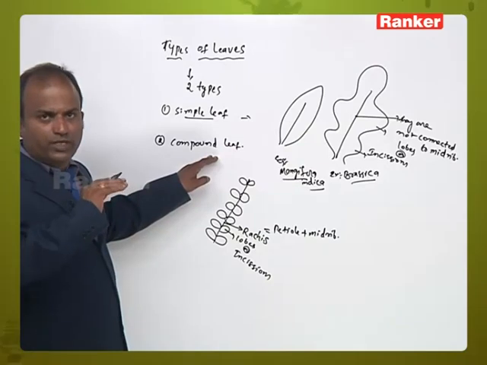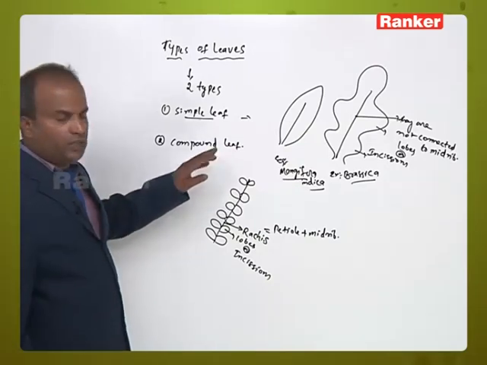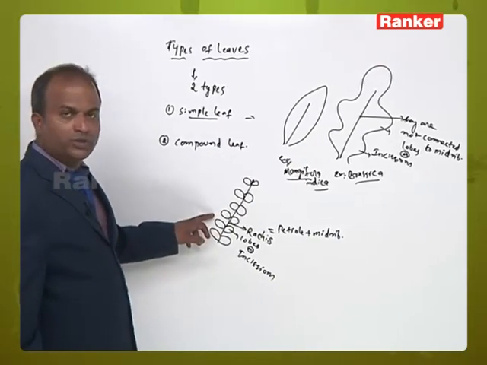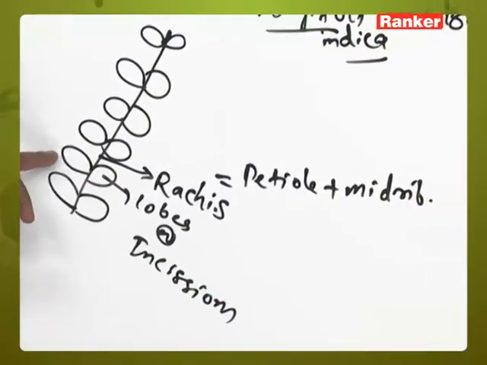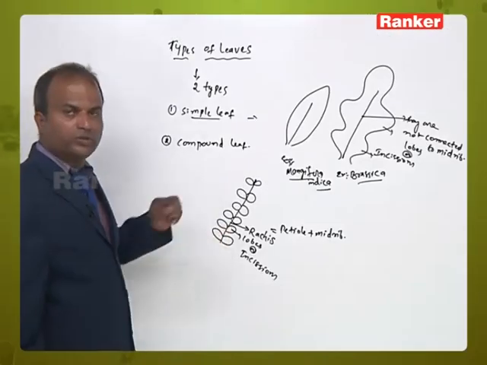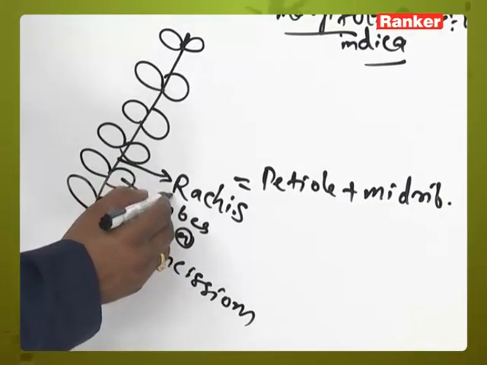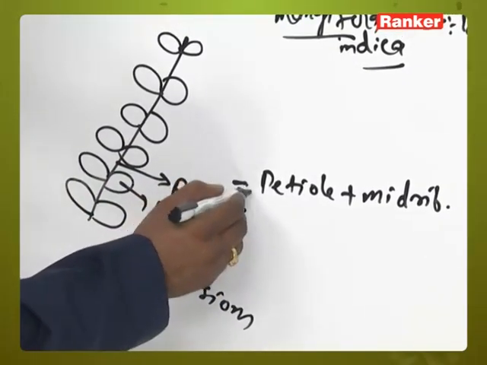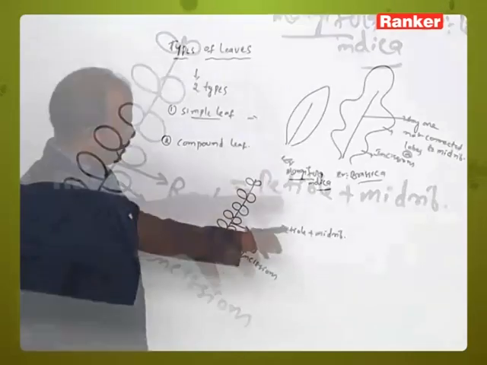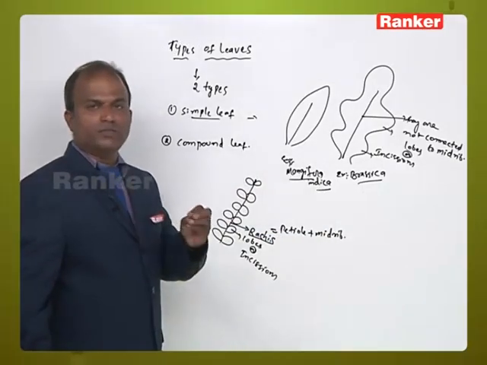The compound leaf does not show an entire margin. This compound leaf shows incisions or lobes. These incisions or lobes are attached to the midrib, and here it is not called the midrib. It is called the rachis. Rachis is equal to the combination of petiole plus midrib.